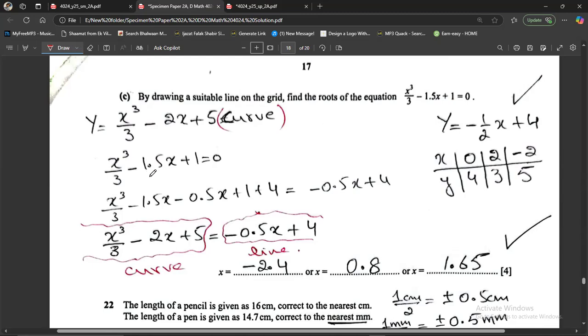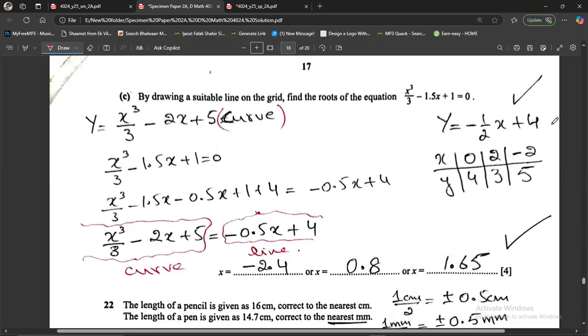So on both the sides, I will subtract 0.5x. So on this side, I will subtract 0.5x. On this side, you also have to do the same thing. Here you have 1, but here you have 5. So you have to add 4 to make this thing 5. So add 4 on this side, add 4 on this side. So now here on the left side, you have x cubed divided by 3 minus 2x plus 5, which is the equation for the curve. And here you have minus 0.5x plus 4. So this is the equation for that line. So I will write y equals minus 1 by 2 x plus 4.